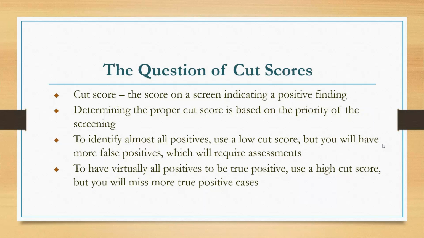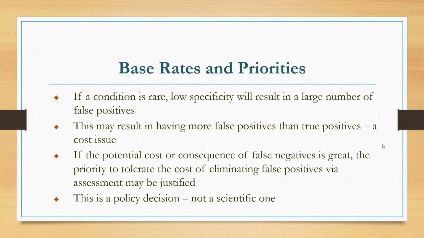So we can go to the next slide there. The bottom line is this is what we would call an administrative decision, not a science one. It depends upon what you consider to be the consequences of making a mistake. So if the cost of a false negative is great, then you would want to set your threshold low and deal with having to sort out false positives.